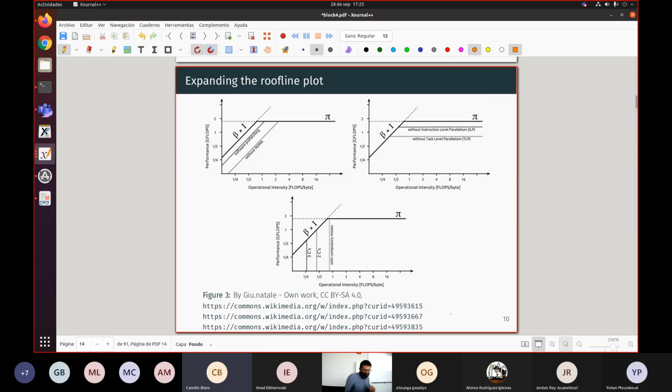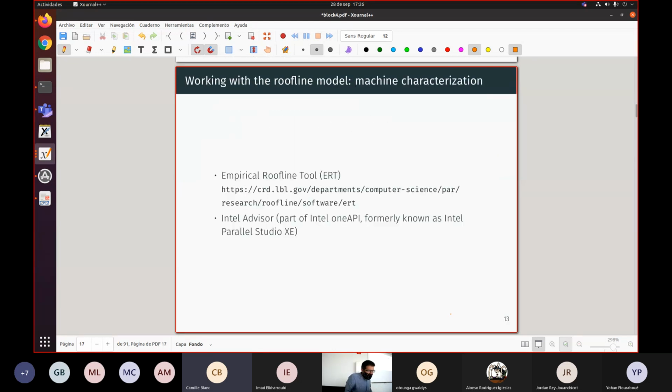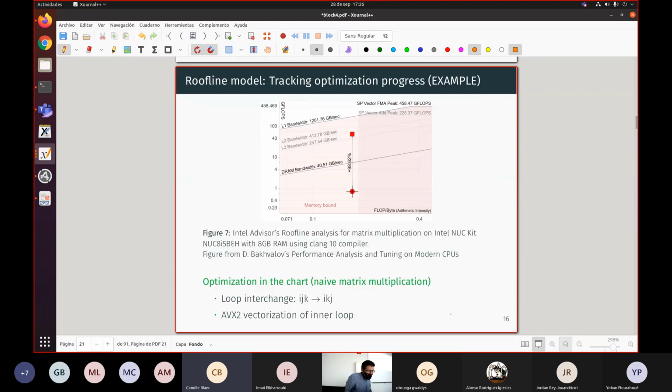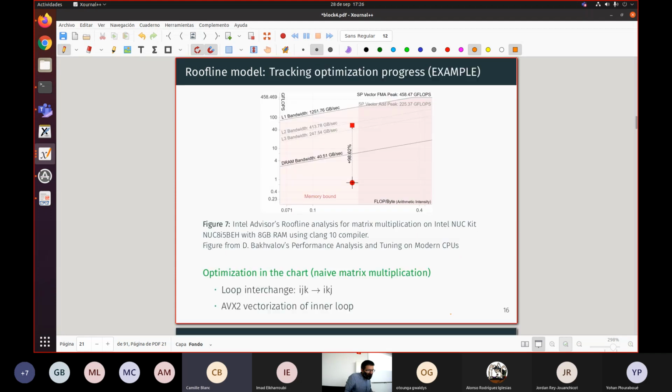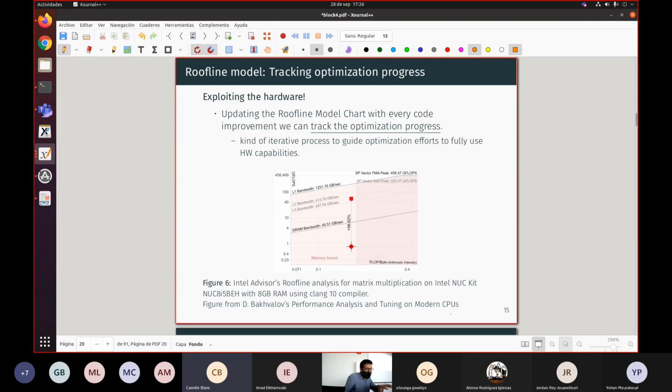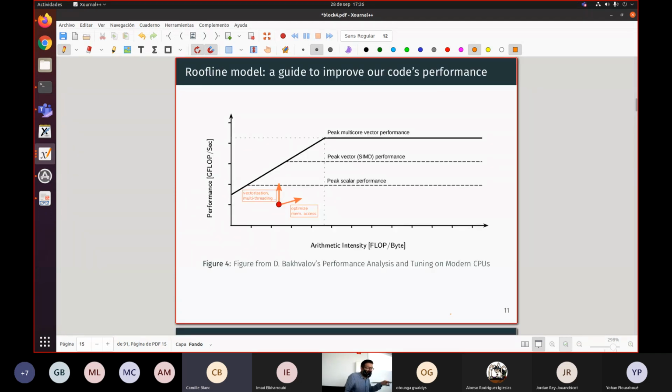Well, here we have, I think I have, okay, I have some slides about how to improve this specific example.